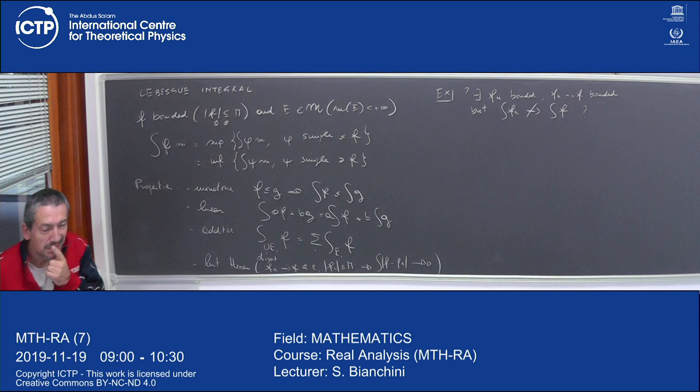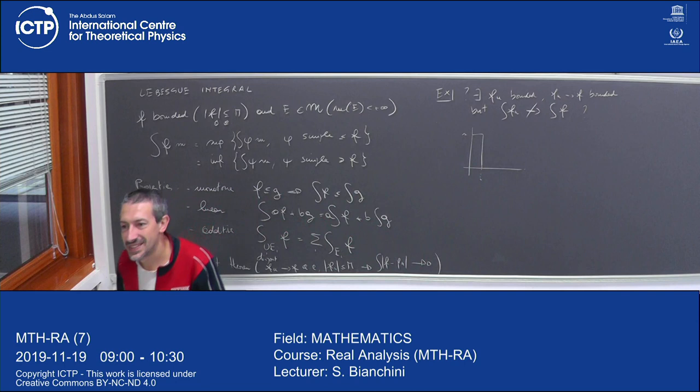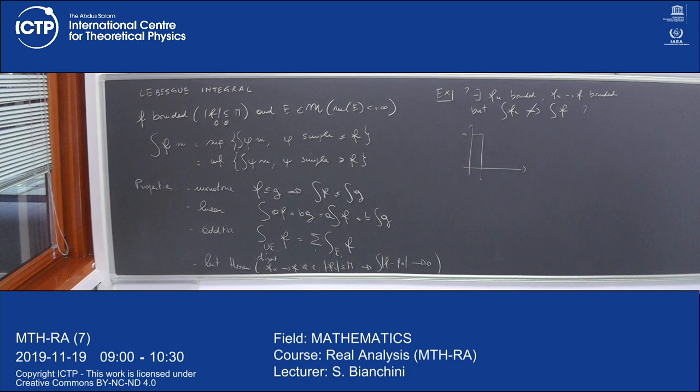The example was something like 1 over n. It's always like that. Just a point. If we take the absolute value of f_n, the absolute value of f_n is equal to the absolute value of f_n minus f plus f. I did nothing, if the f is inside the absolute value.